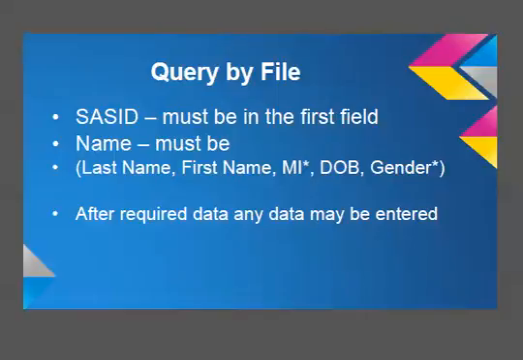Also, just a point about a query by file. When you search for your information, if you are searching by SACID, this must be in the first field. However, if you are searching by name, you need to make sure you are following this format. And please note that MI and gender are optional. After you've added this information, you may add and enter any data that you may like to receive.